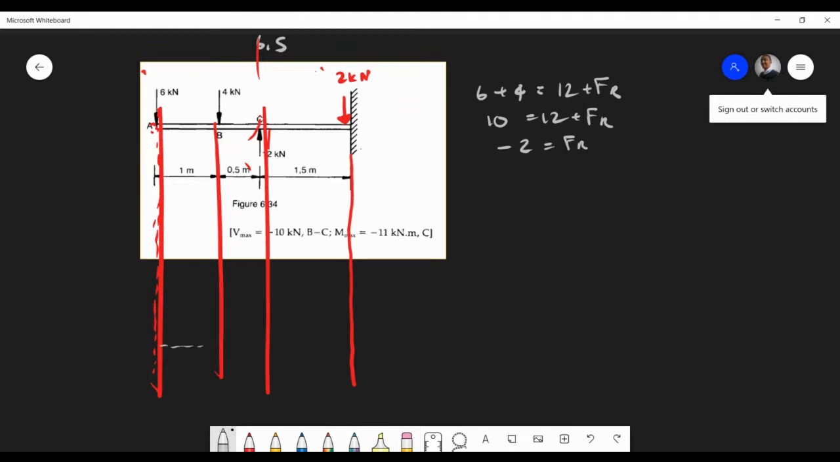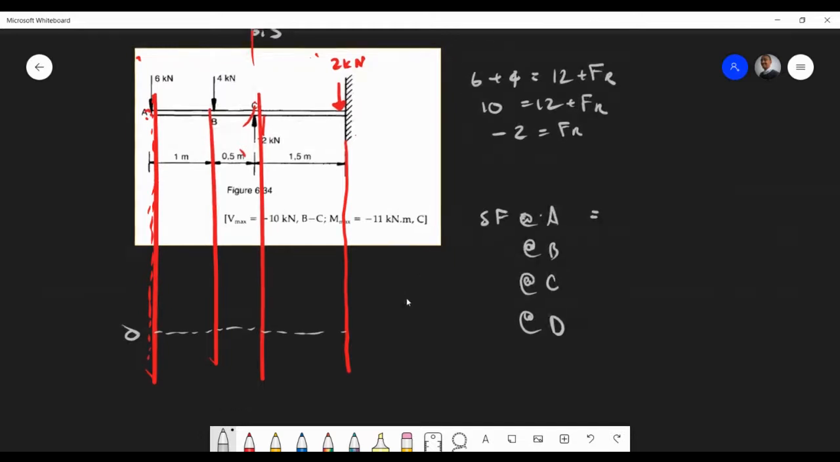So we follow exactly the same kind of analysis, and we're just going to take the shear force. Shear force at A, at B, at C, at D. Can somebody give me the shear force at A, please? And the direction as well. Shear force at A and B. So this is 12 kilonewtons here.